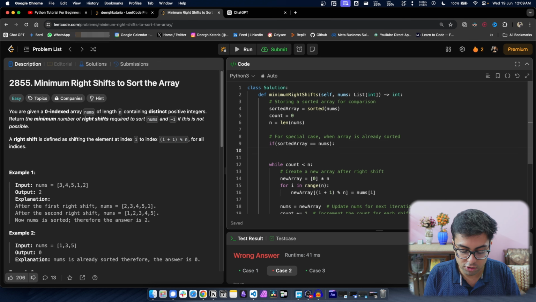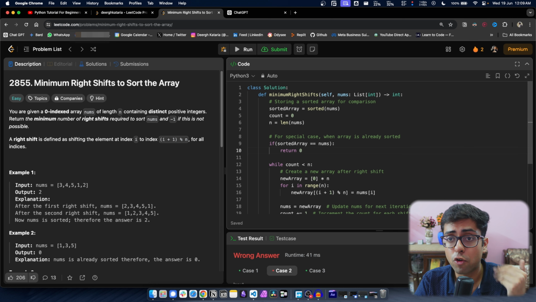If that's the case, we'll straight away return 0. And why we'll return 0 is because the number of operations that are used in sorting an array that is already sorted is 0. Now we're going to run it.